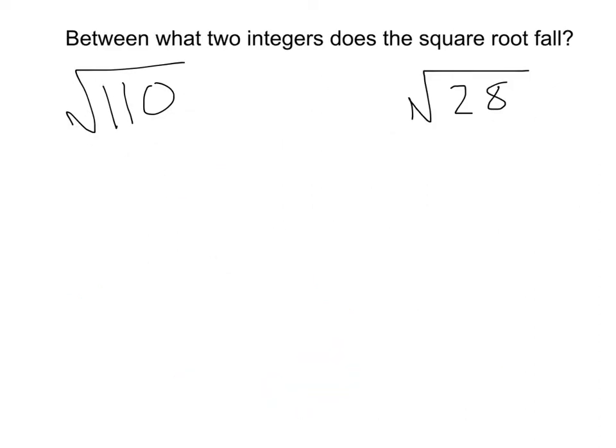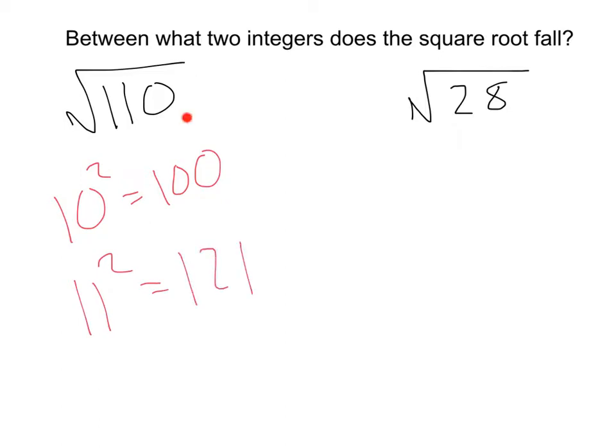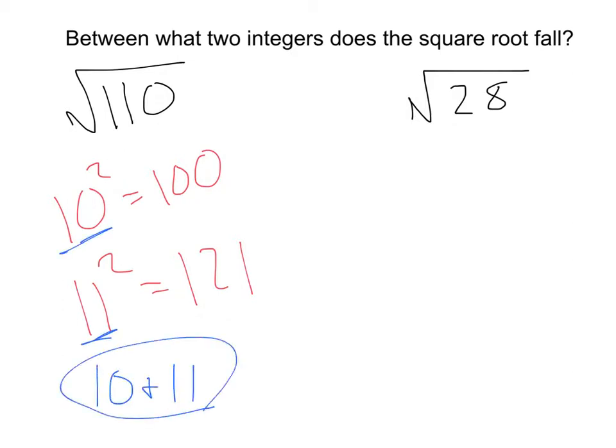Let's try a couple more. Here I have square root of 110. Well, I know that 10 squared, 10 times 10, is equal to 100. 110 is just a little bit more, so let's try 11 squared. That is equal to 121. Because 110 is in between 100 and 121, I have my numbers, 10 and 11. So my answer would be 10 and 11.